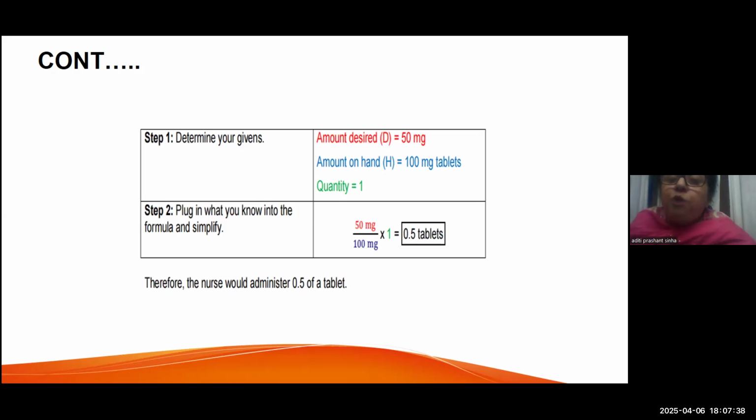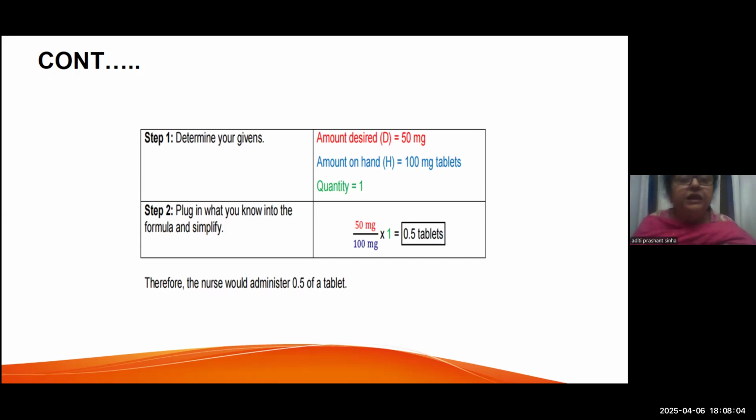So what is this 0.5? If I don't write the unit, it has no meaning. So always remember that whatever the drug is available in, whether it is microgram, milligram, or gram, I need to specify it. So we should administer 0.5 tablet to give 50 mg to my patient. Hope that this is clear to you.